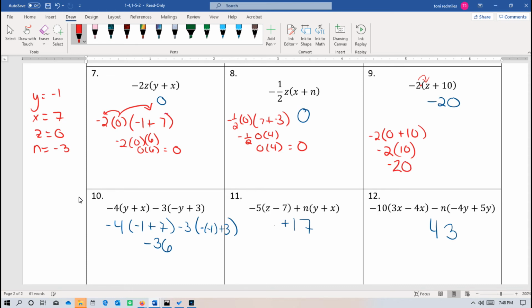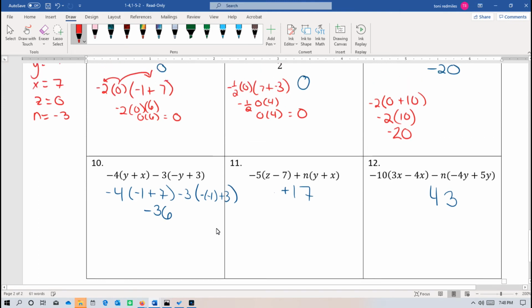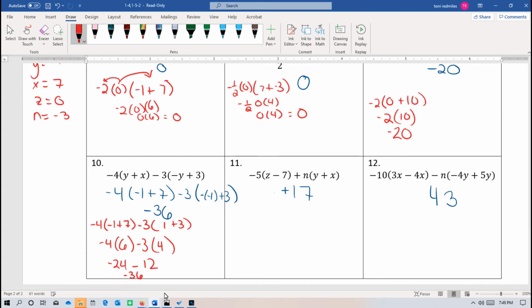All right, I already filled in this one a little bit because it was a little bit complicated. So let's go ahead and look at this mess. All right, I'm going to rewrite it because that turned out sloppier. Two negatives make a positive, so I'm going to make that a +1. I'm going to clean up what's inside those parentheses. -1 plus 7 is 6. 1 plus 3 is 4. Then I'm going to do my multiplication because that's the next thing in my order of operations. I'm not going to do the subtraction yet. Now I can do the subtraction, and it's a -36.